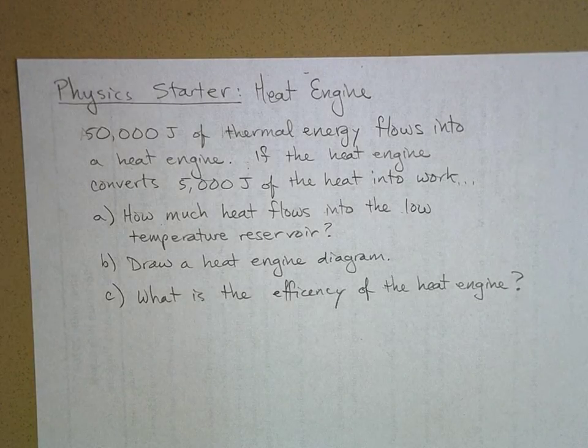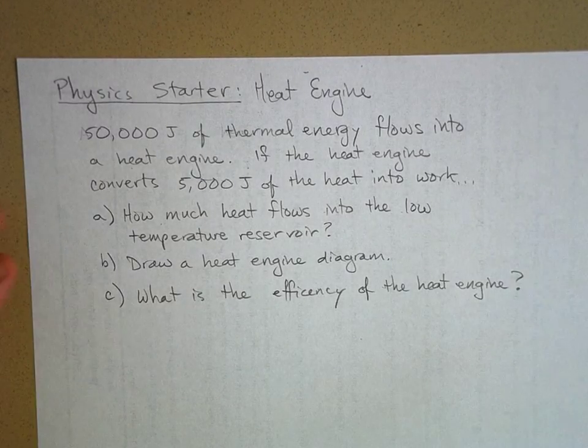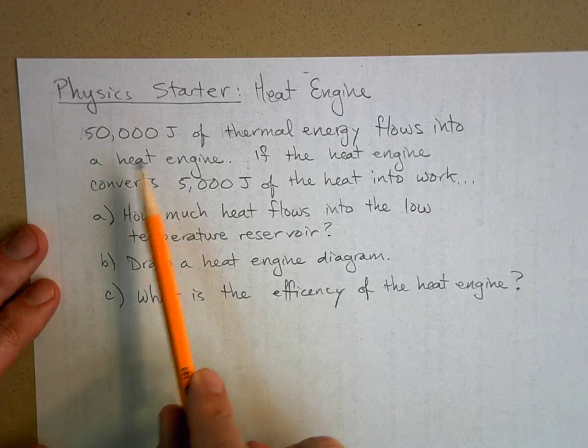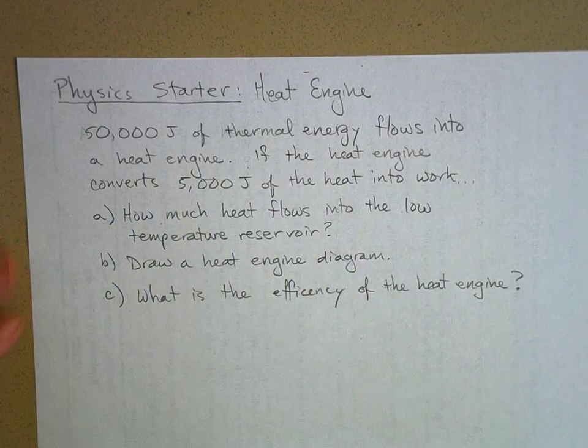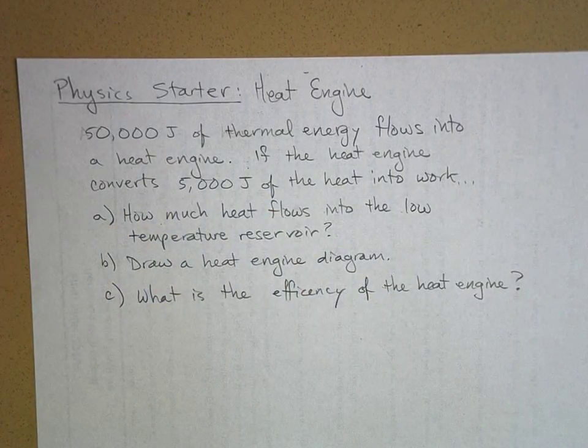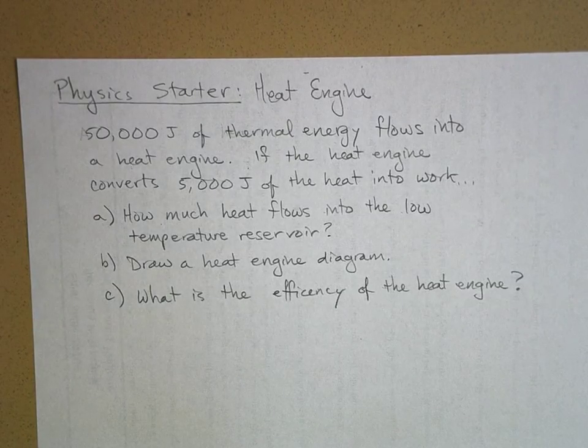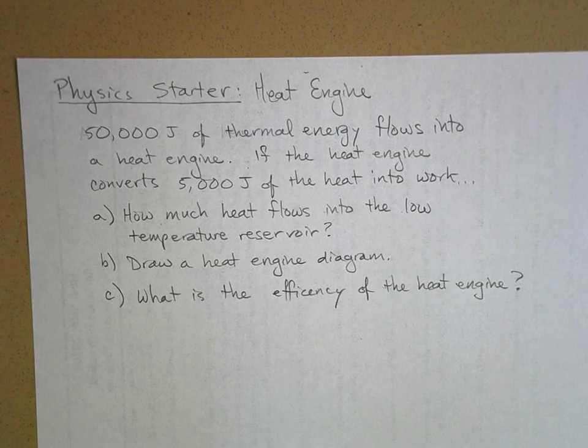All right, let's do a little heat engine problem here. You have 50,000 joules of thermal energy flowing into a heat engine. If the heat engine converts 5,000 joules of the heat into work, A, how much heat flows into the low temperature reservoir? And B, draw a heat engine diagram. And C, what is the efficiency of the heat engine?